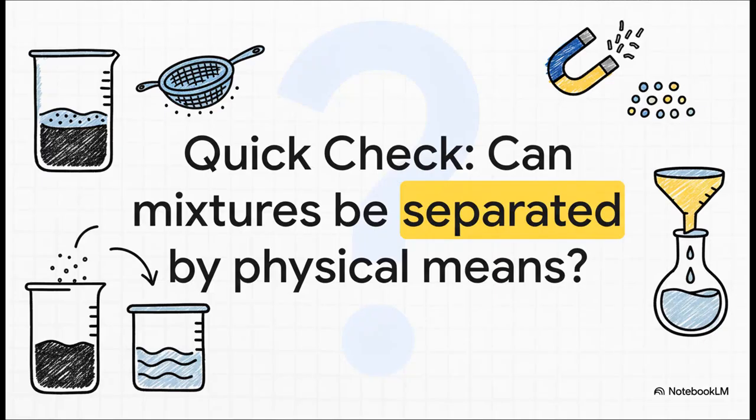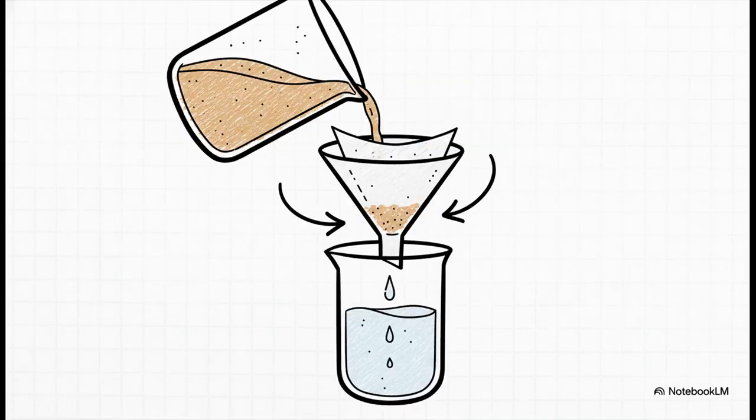All right, time for a quick pop quiz to really make sure this concept sticks. Think back to that sand and water example. Could you separate them without some big chemical reaction? Yes, absolutely. You could just pour the whole thing through a coffee filter to catch the sand, or you could just let the water evaporate and the sand would be left behind. And that is a huge defining feature of mixtures. Because the parts aren't chemically glued together, you can usually pull them apart with simple physical tricks.